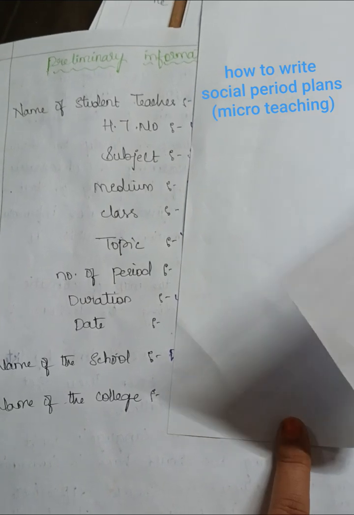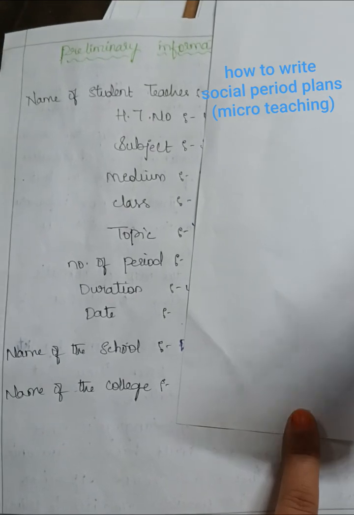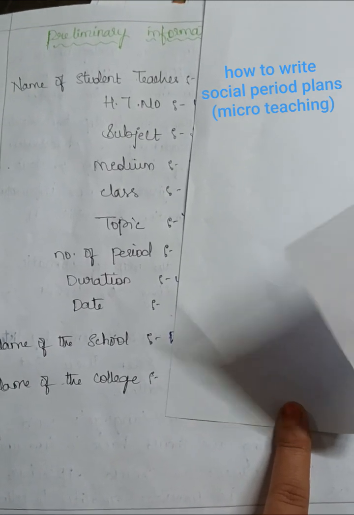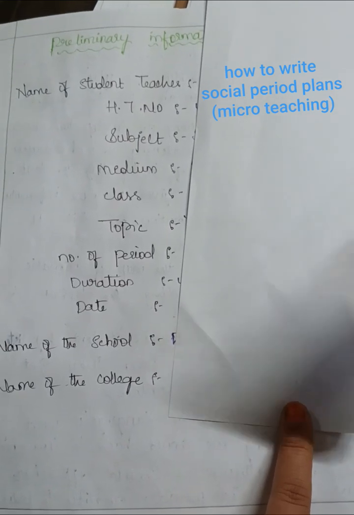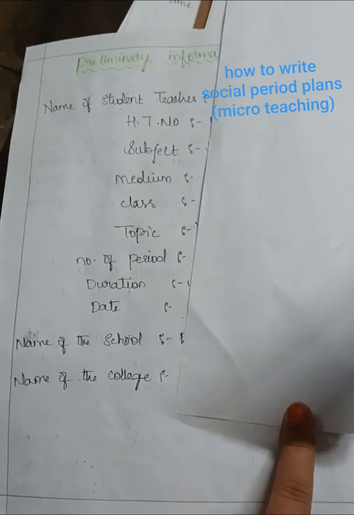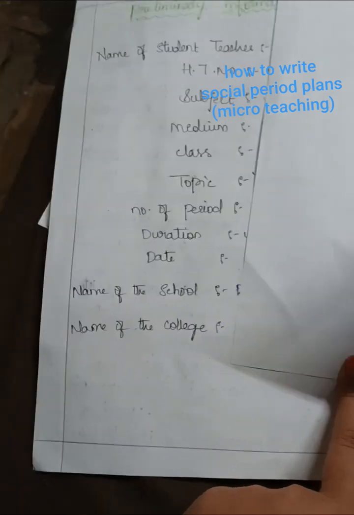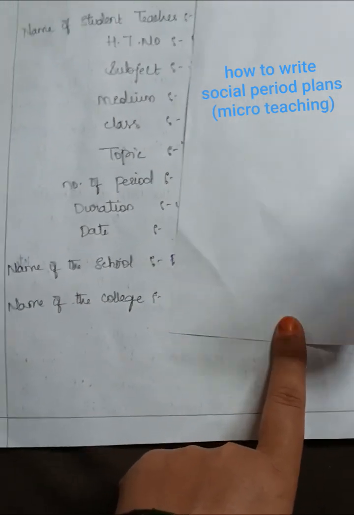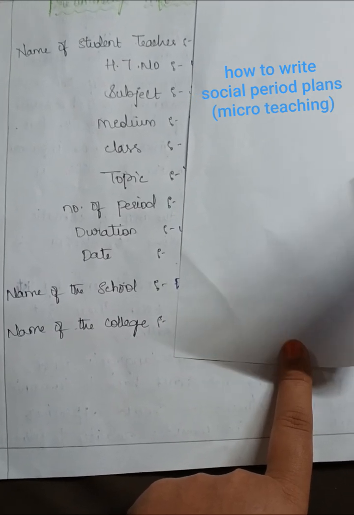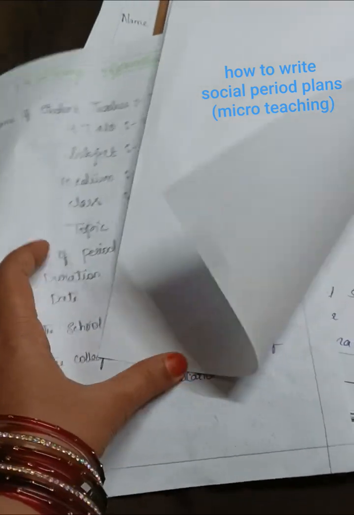From the textbook, what topic you are explaining, what lesson you are explaining, you have to write that name, topic name, number of periods, how many periods you are going to take in the class. Number of periods is 1. The duration of the period is 45 minutes. You have to write your date, on what date you are explaining or writing the period plan, name of the school in which you have attended for TP, and the name of your college.